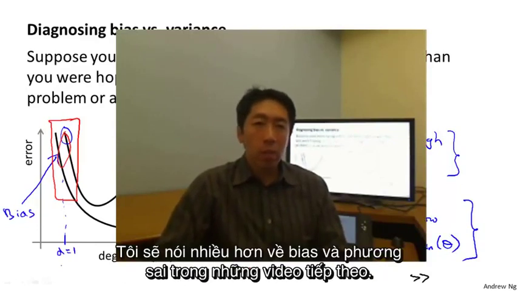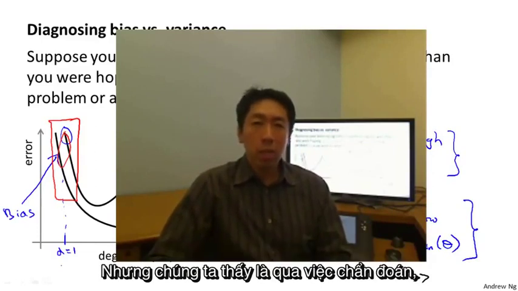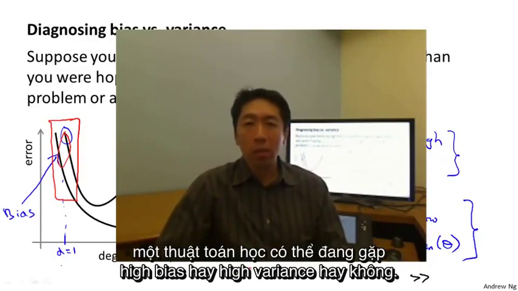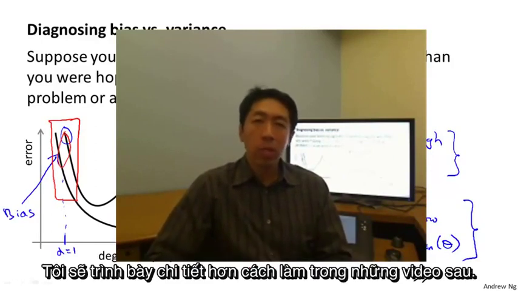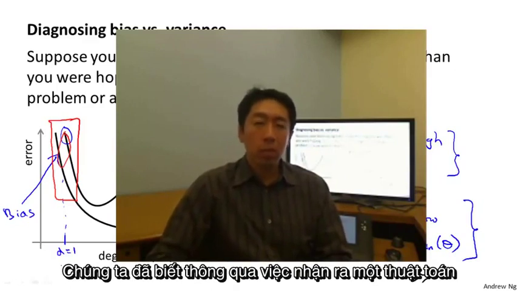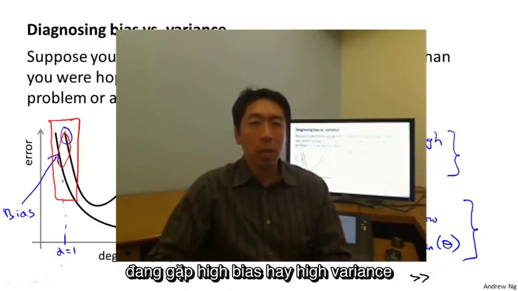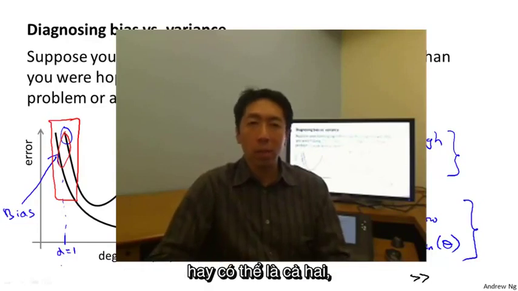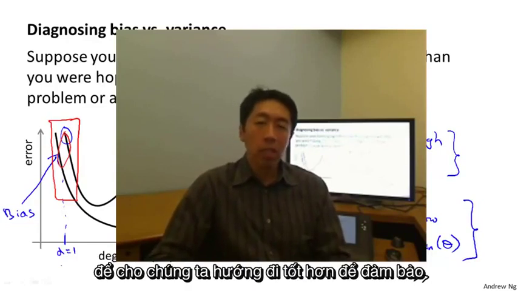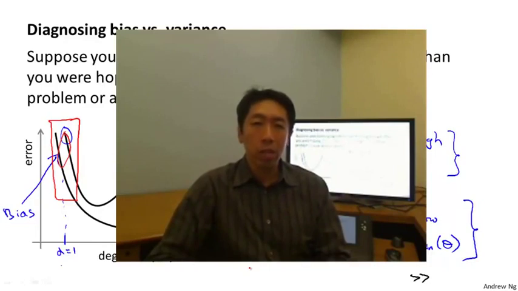I still have a lot more to say about bias and variance in the next few videos, but what we'll see later is that by diagnosing whether a learning algorithm may be suffering from high bias or high variance, I'll show you even more details on how to do that in later videos. But we'll see that by figuring out whether a learning algorithm may be suffering from high bias or high variance, or a combination of both, that would give us much better guidance for what might be promising things to try in order to improve the performance of a learning algorithm.